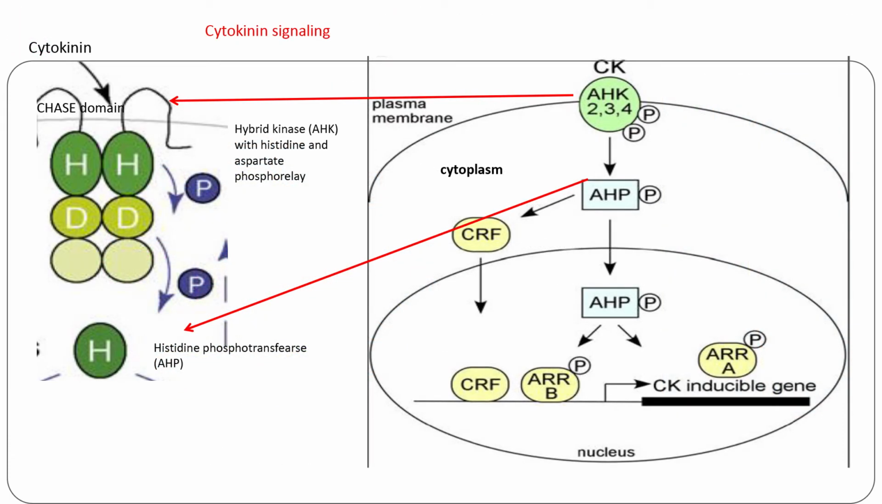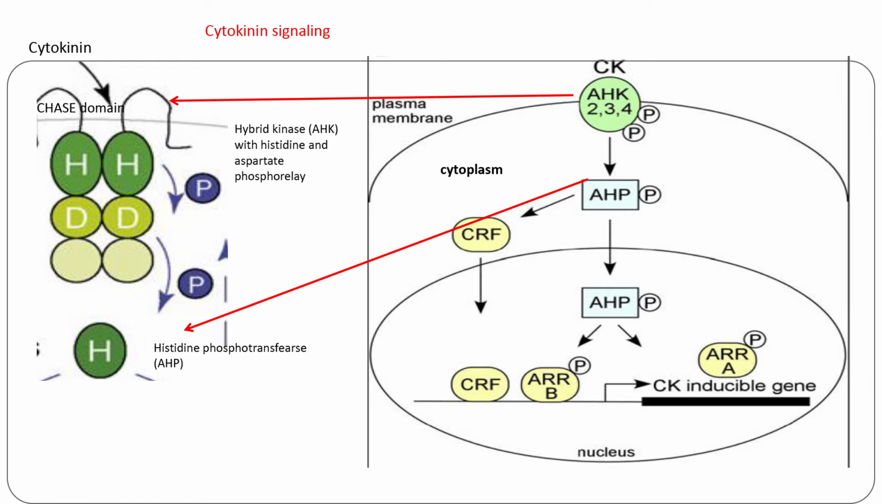Cytokinin signaling. At the site of action, cytokinins are perceived by transmembrane proteins that have a CHASE domain on the outer side and kinase domain on the cytosolic side. Cytokinins bind to the CHASE domain and this activates the histidine kinase that autophosphorylates the protein. Phosphorylation then occurs from the phosphorylated histidine to an aspartate molecule that is a part of the same protein.